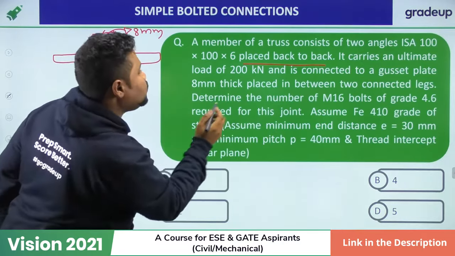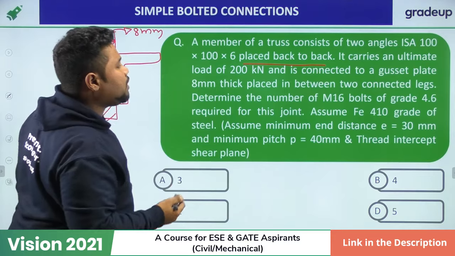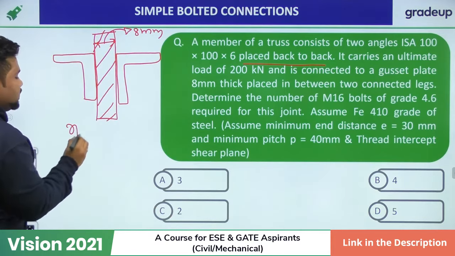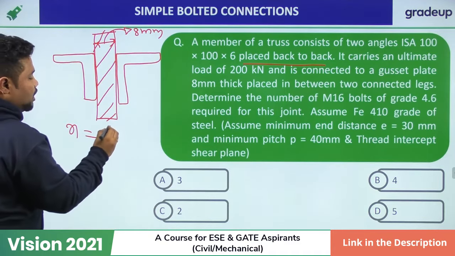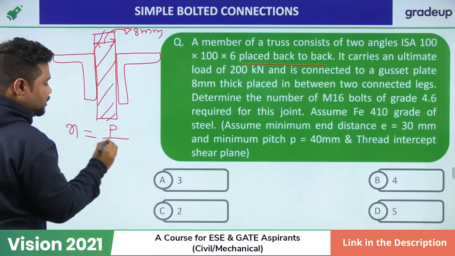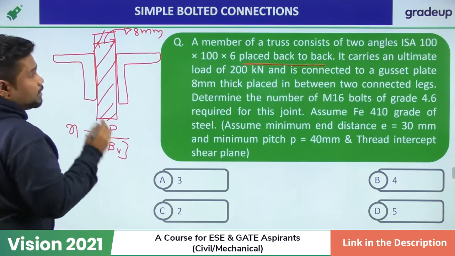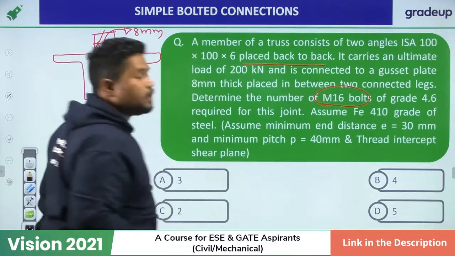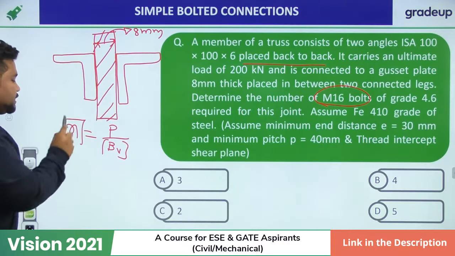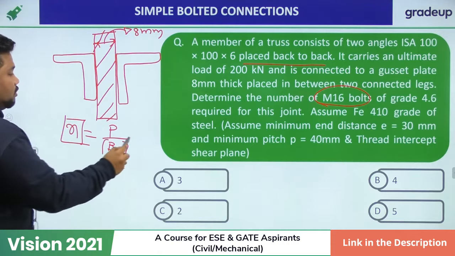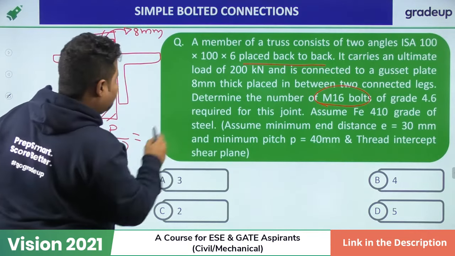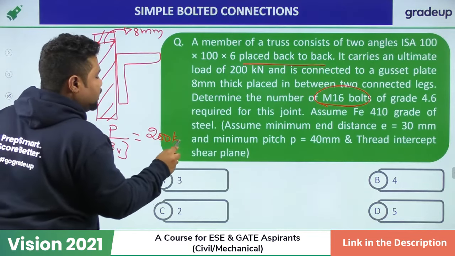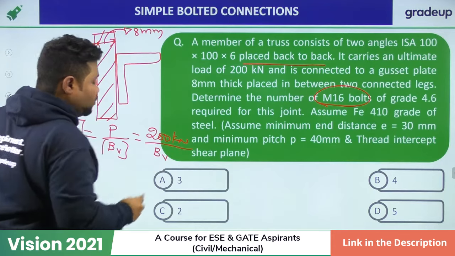Is placed in between two connected legs. Determine the number of M16 bolts. The number of bolts is design load, which is P by the bolt value. Here they are expecting the number of bolts, for M16. So the load itself is the ultimate load, which is 200 kilonewton. You just need to work out the bolt value.